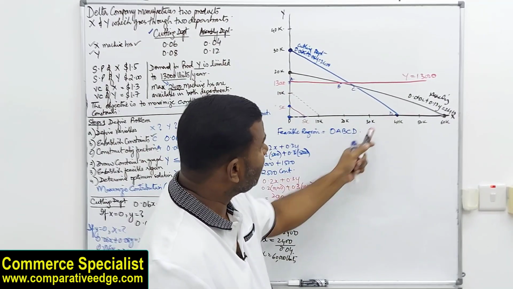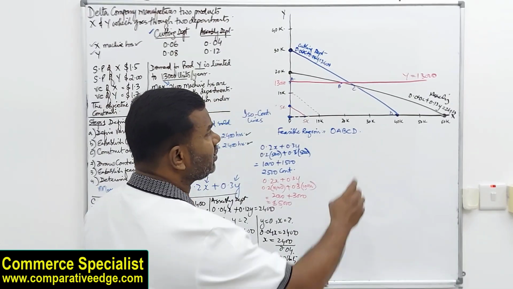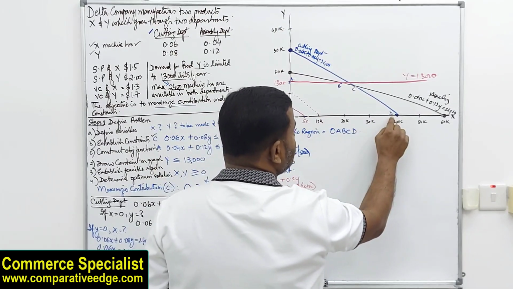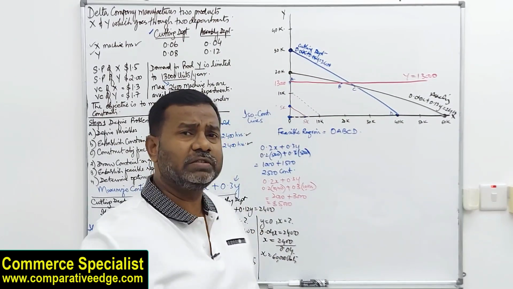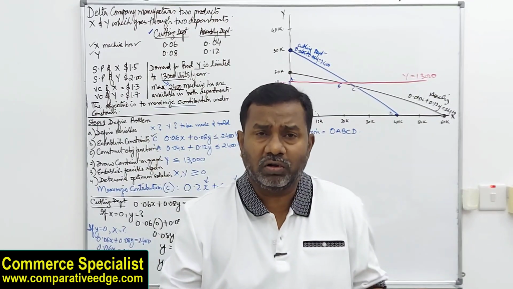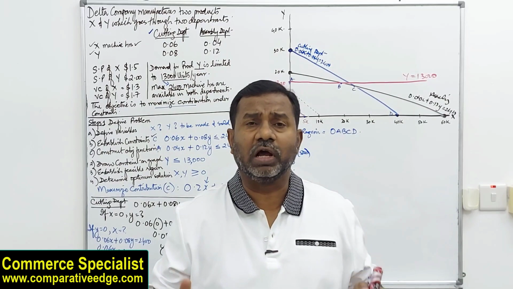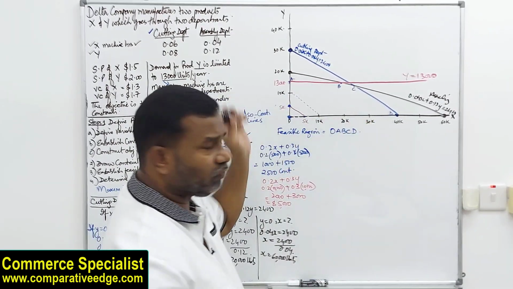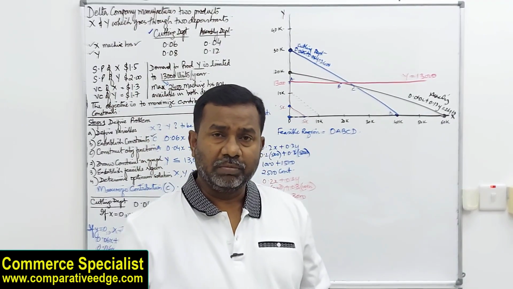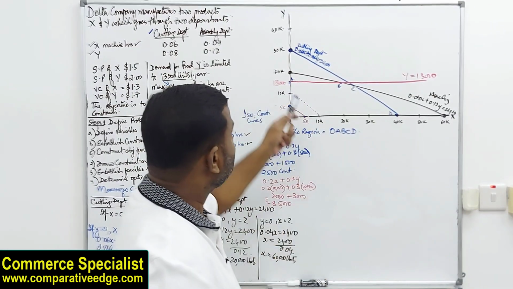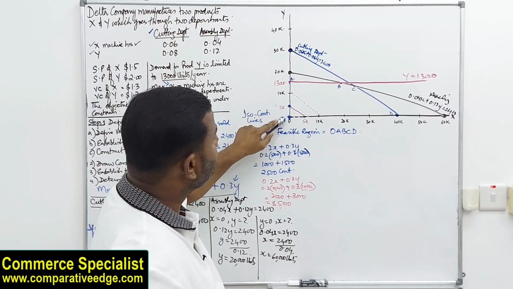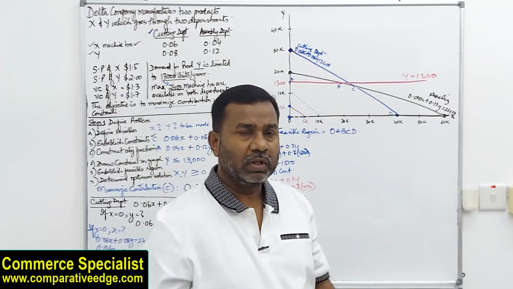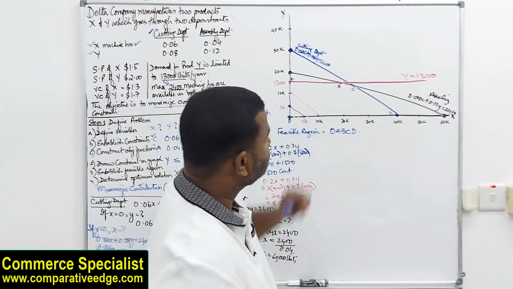Likewise, D cannot be an answer because at D, Y is 0 and X is 40,000. Y being 0 means we are not manufacturing Y at all. I don't want this combination. I want both, which means A and D are out of the question, because at A, X is 0 and at D, Y is 0. So we are left with B and C.